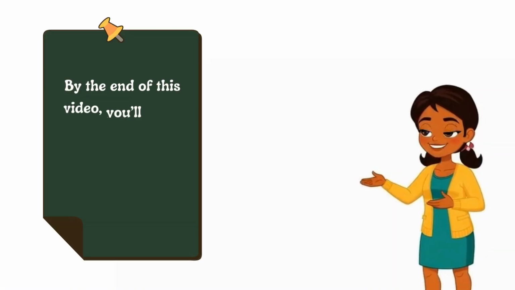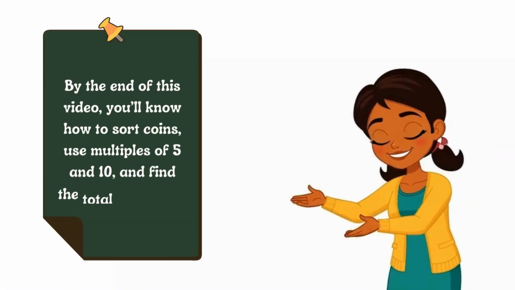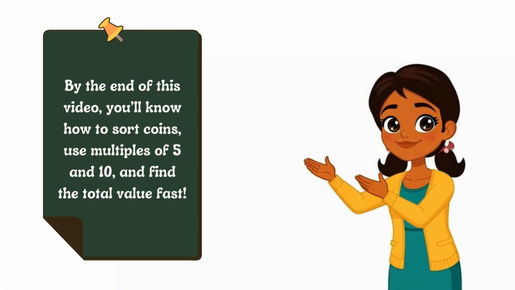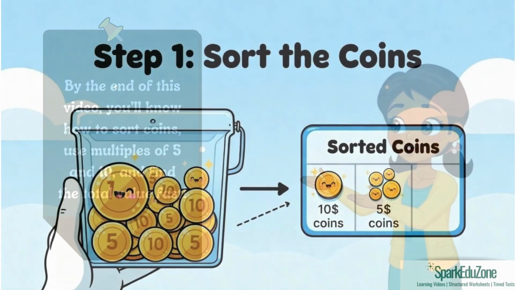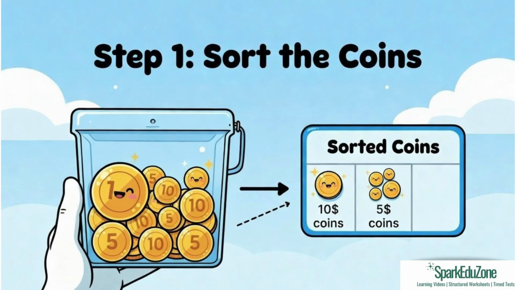Today we're learning how to count 5-cent and 10-cent coins quickly using a simple math algorithm. By the end of this video, you'll know how to sort coins, use multiples of 5 and 10, and find the total value fast. The first step in our algorithm is to sort the coins.